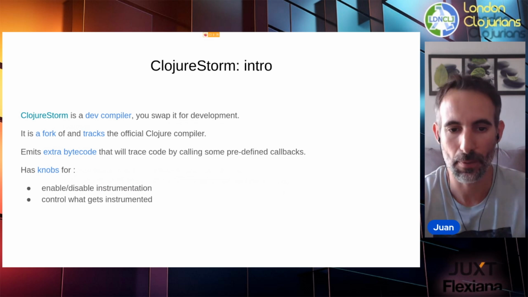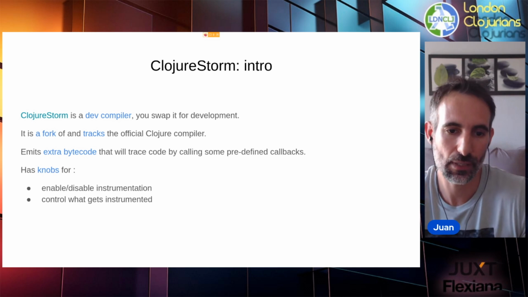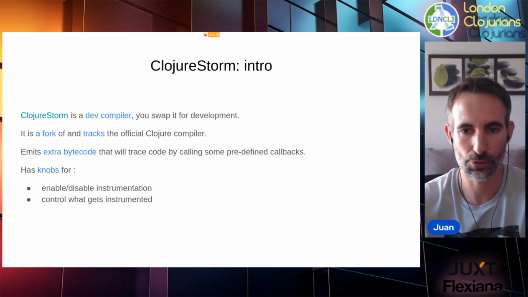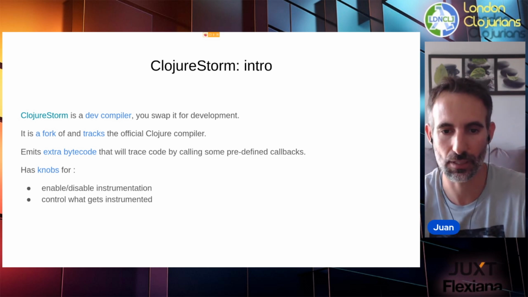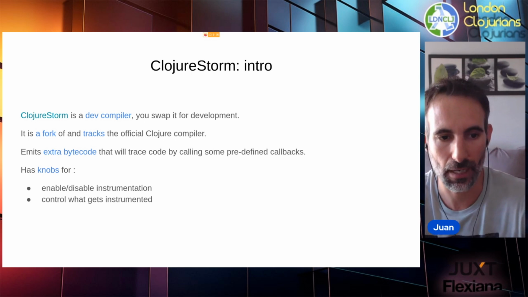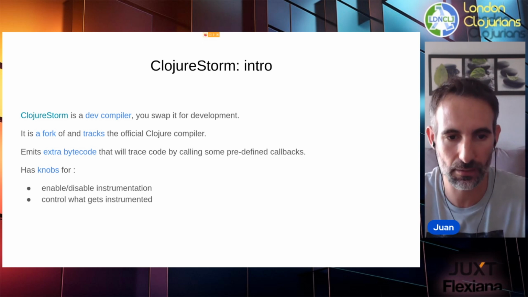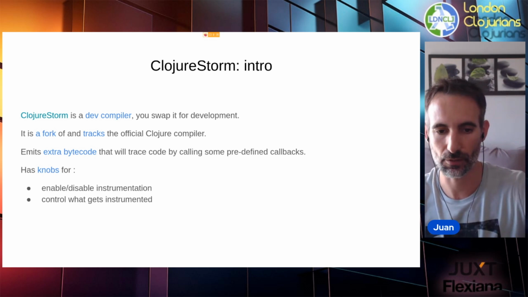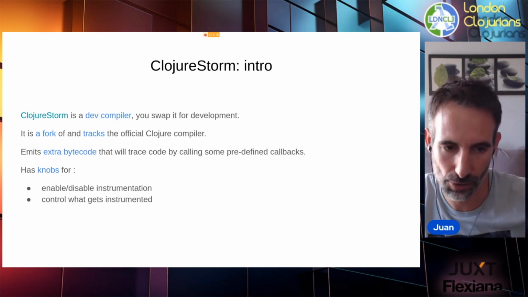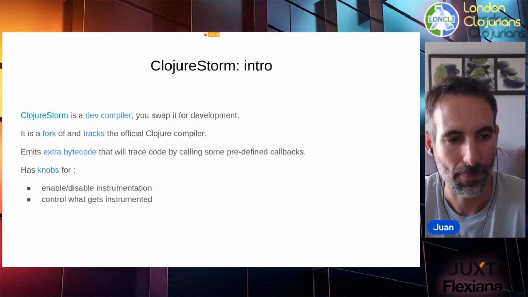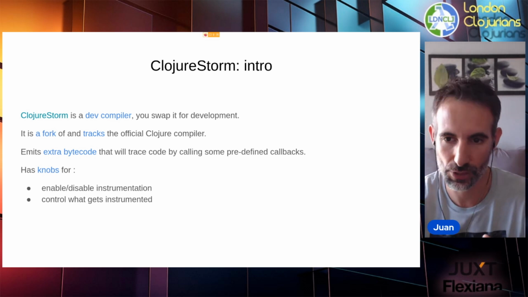ClojureStorm is a dev compiler, so you swap it in for development. Luckily, we can do this easily in Clojure because the Clojure compiler is just a dependency. So we can swap it and use another compiler, one that's specifically designed for development. So it's not about performance and all that stuff. You are supposed to swap it in for your development, and then you run your tests with your normal compiler, and in production, of course, with your normal compiler. It's not a compiler that I wrote from scratch or anything like that. It's a fork and track of the official Clojure compiler.